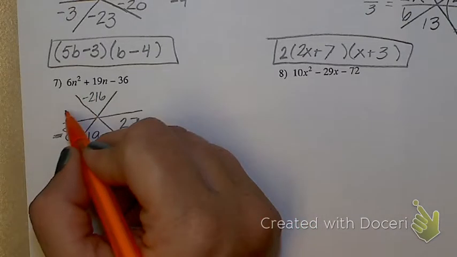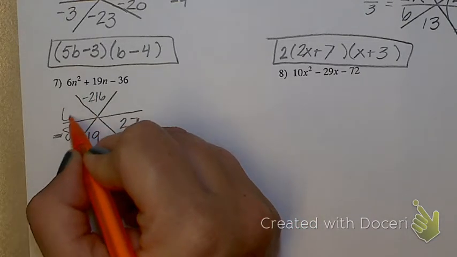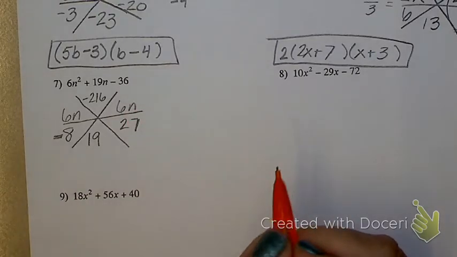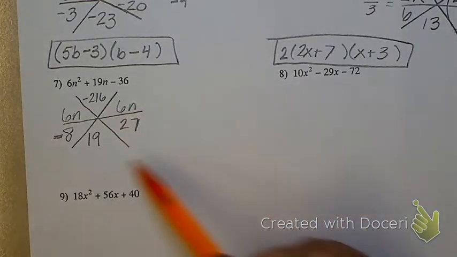Okay, let's look at this. What goes on the top? 6n and 6n. Now, we made these three at the end have bigger numbers in them.